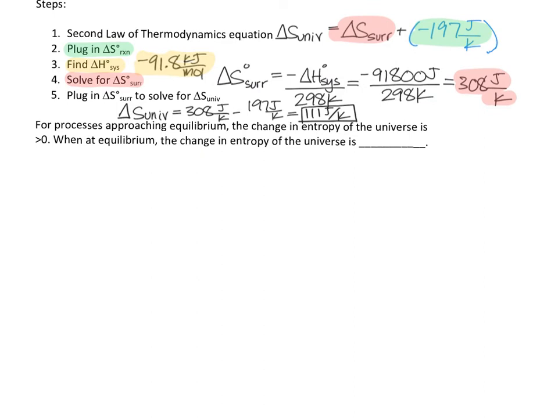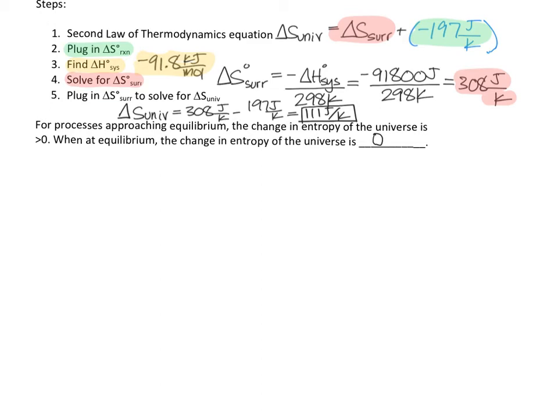All right, let's go to our last problem on this page. It's a fill in the blank. For processes approaching equilibrium, the change in entropy of the universe is greater than 0. Now we're tying in the idea of equilibrium and entropy. It's going to get a lot more fascinating. When at equilibrium, the change in entropy of the universe is what? It's 0.